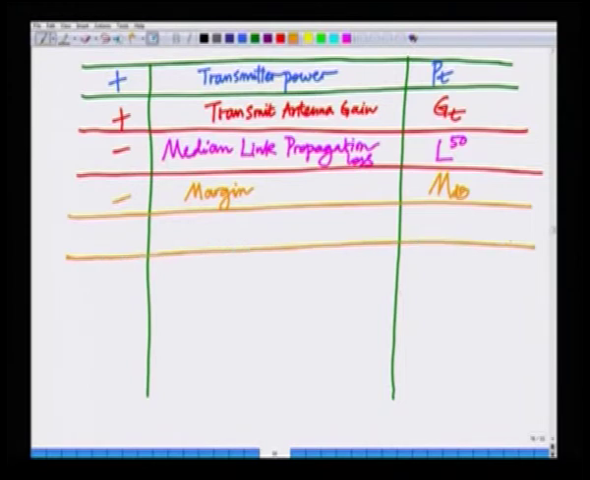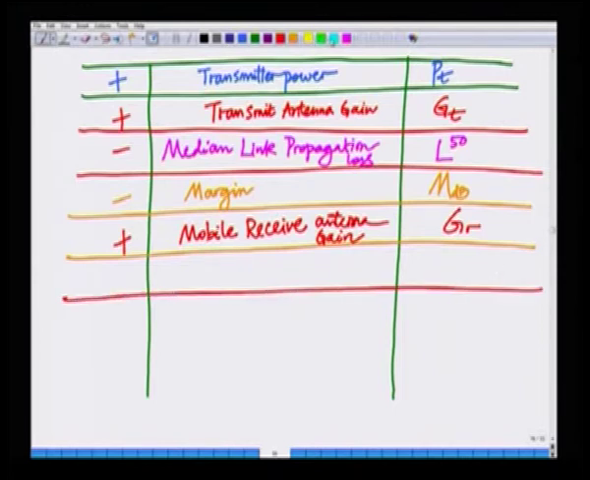Then at the receive antenna, I have a gain because of the receive antenna. So, I am going to write that as plus, because it is a gain. This is the mobile receive antenna gain, GR. Then from this I subtract the cabling losses, because they are losses, which are L C.